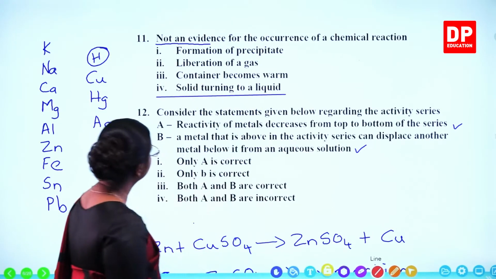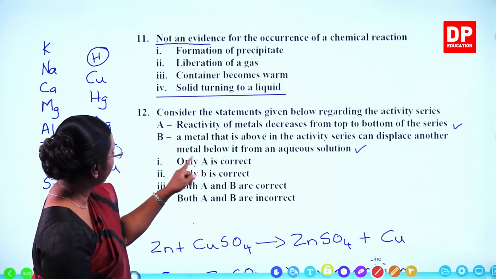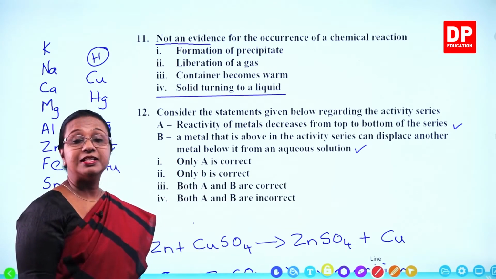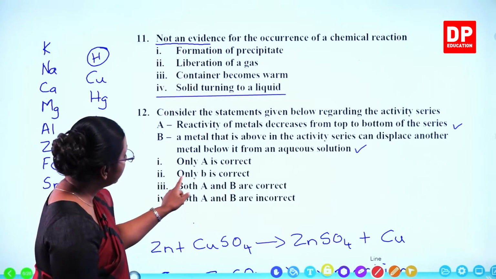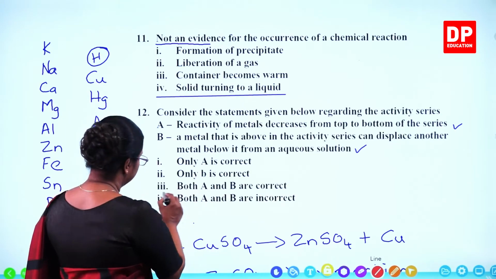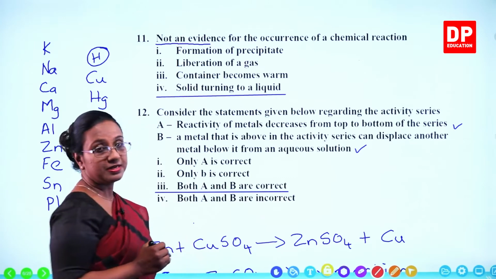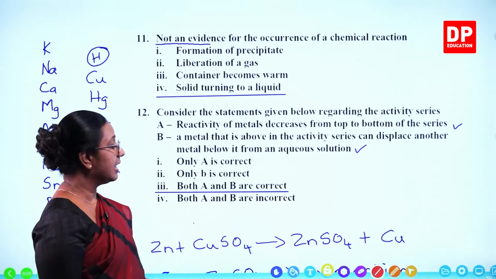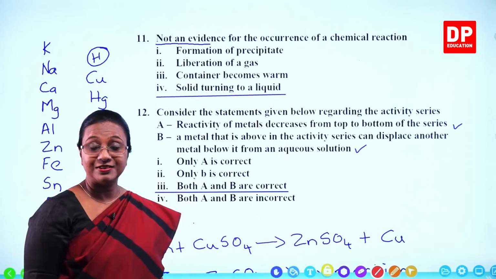So then, if we look at the answers, consider the statements given below, and from that you need to select whether they are correct or wrong. Only A is correct? No. Only B is correct? That is also no. Both A and B are correct. That is the correct answer, because you can see both the statements are correct. Both A and B are incorrect. That is also wrong. So that is the answer for this question.